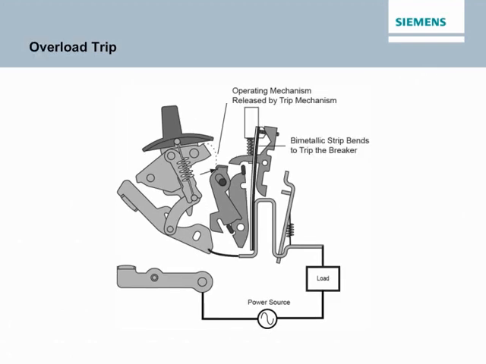Thermomagnetic circuit breakers employ a bimetallic strip to sense overload conditions. When sufficient overcurrent flows through the circuit breaker's current path, heat buildup causes the bimetallic strip to bend. After bending a predetermined distance, the bimetallic strip makes contact with the tripper bar, activating the trip mechanism.